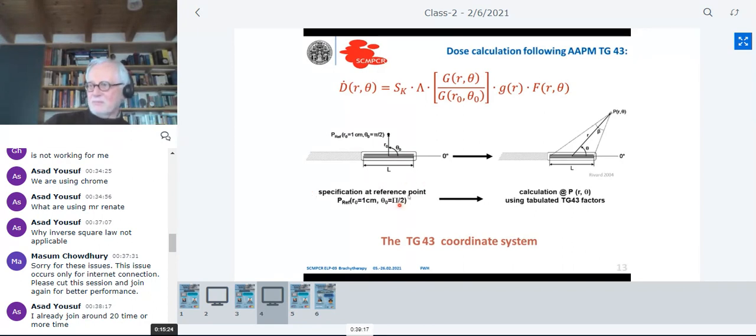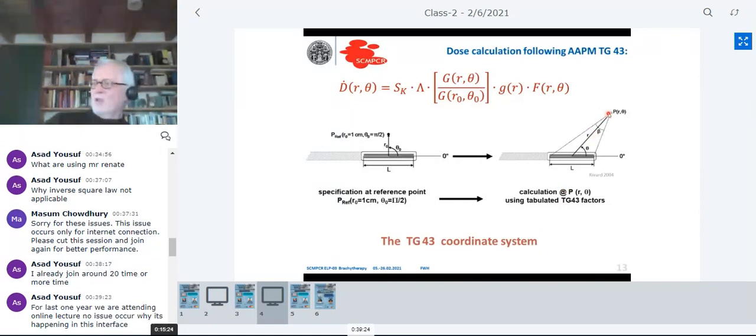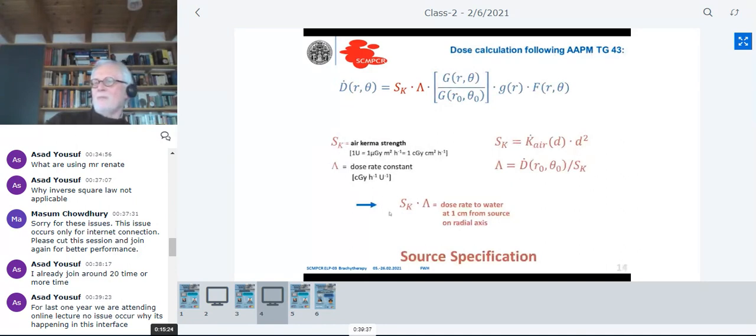So now in this coordinate system, we can calculate the dose for a point, which is then given in polar coordinates, r, a radial distance, and a polar angle theta. So that's what we want to do, and that's what we want to define our quantities for. So first thing is our air kerma strength. I already explained this, or I'll repeat it. The air kerma strength is the reference air kerma rate multiplied by the square of the distance. So it's independent of distance.